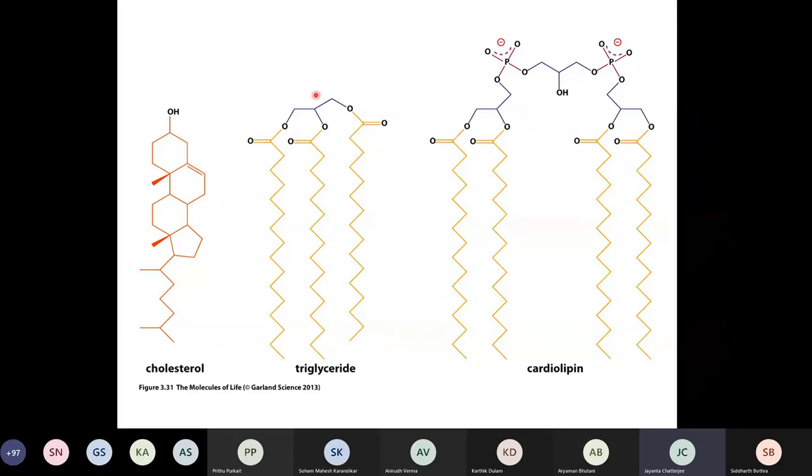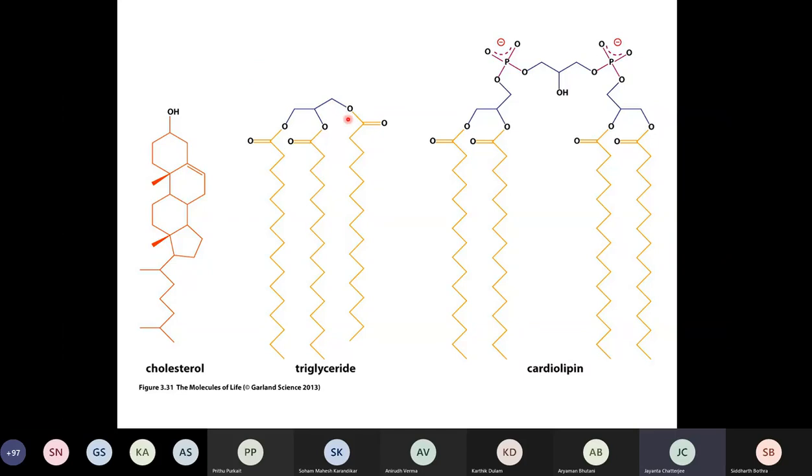Okay, now you also have storage forms of lipids, which are called triglycerides. So you can see that all the glycerol OH groups are essentially esterified. You don't have the phosphate group. As and when required, these molecules can get hydrolyzed and get incorporated into the lipids that are present on the membrane.